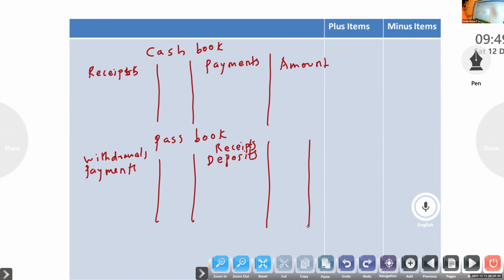Okay, so we know that cash book receipt side will come on the deposit side, payment side will come on the withdrawal side. So cash book debit, passbook credit means deposit; cash book credit, passbook debit means bank overdraft balance. Suppose receipt side deposit 10,000. Payment 550 only, that we recorded twice.